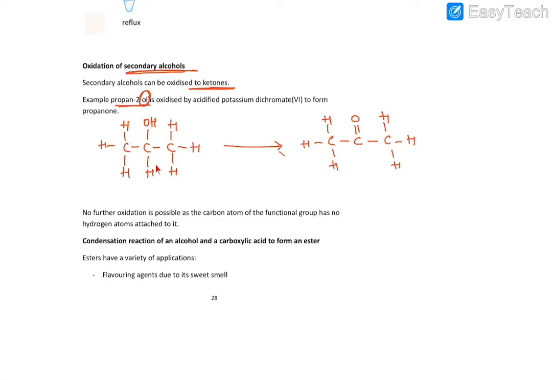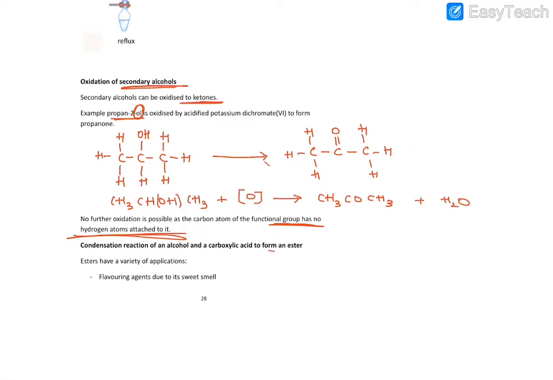So you have already oxidized this bond, this hydrogen. There is no further hydrogen attached to this carbon, so you cannot further oxidize. So propanol forms propanon here. So you can use this to show oxidation, or you might also have to write the equation with the half equation of potassium dichromate.